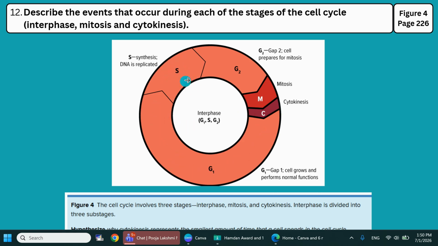After G1, in S, now here something happens. In synthesis, the DNA gets replicated. Replicated means it is copied. It is copied and it forms copies of its own type. So DNA gets replicated in S. Then for G2, the cell is now preparing for mitosis, for dividing. So in interphase, first the cell growth, then the synthesis, that is replication of DNA, and then the preparation for mitosis. So this is the first figure.